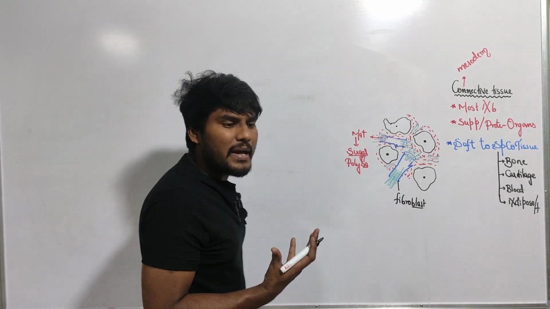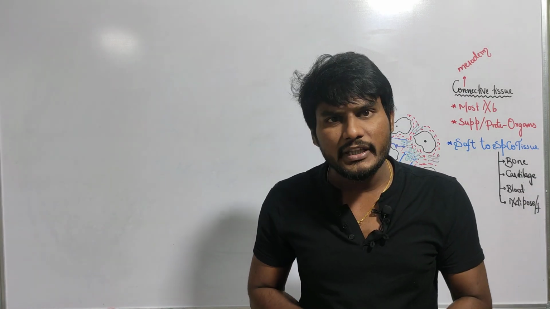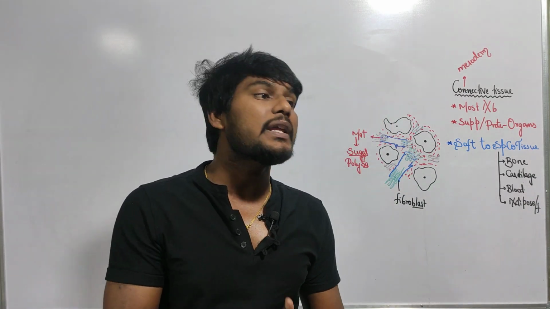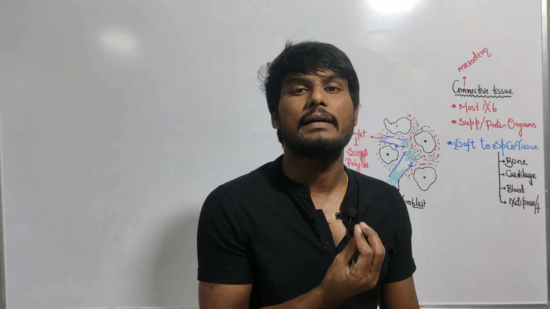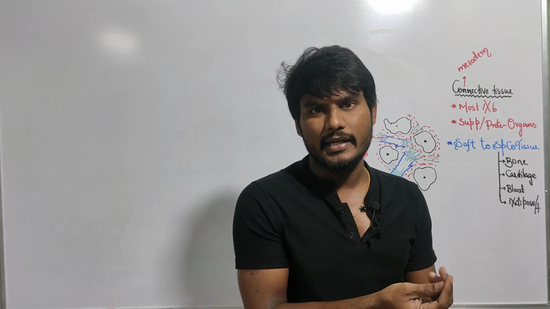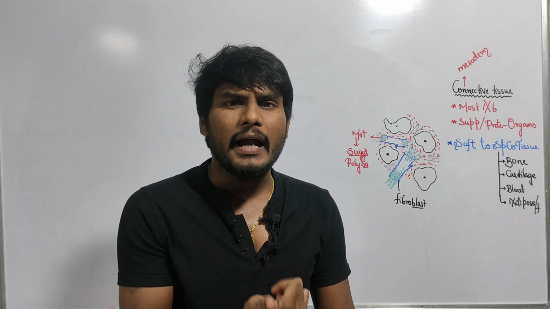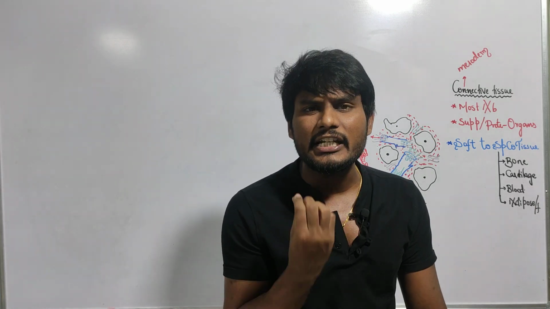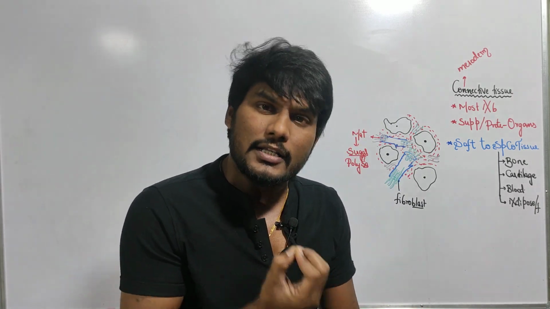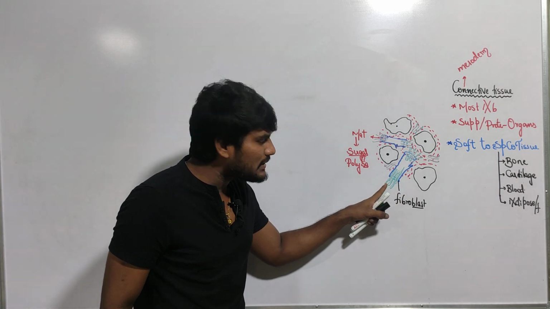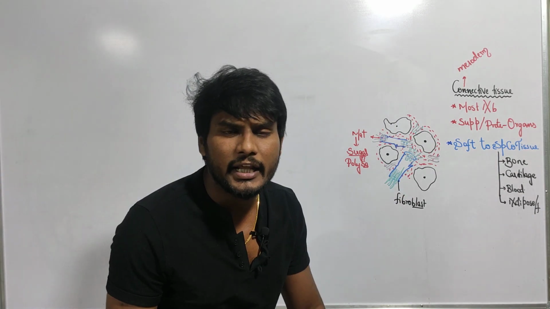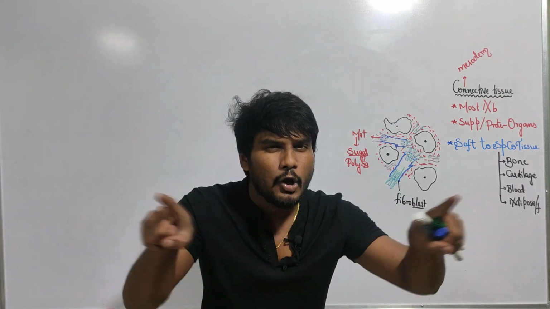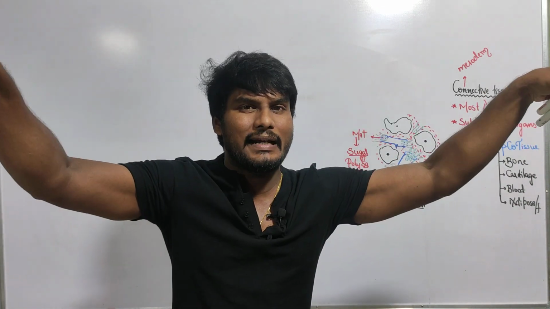Before going into that, what are fibers made up of? First of all, everything should be made up of something. For example, a brick is made up of water, mud, clay soil, or red soil. And a shirt is made up of cotton. In the same way, fibroblasts are secreting something. We call them fibers because they are very long, thread-like substances.